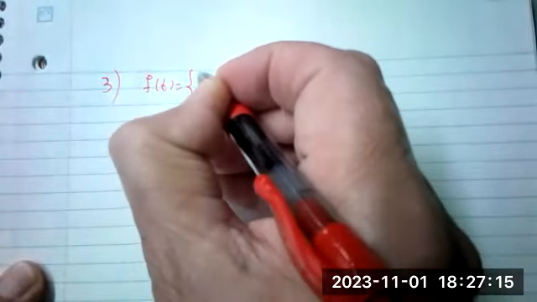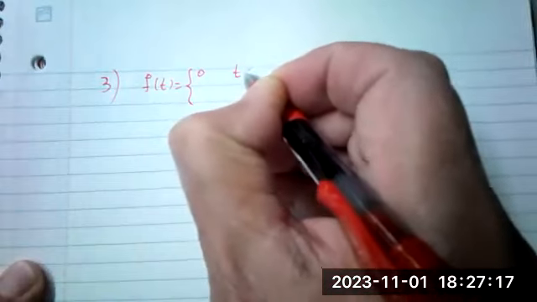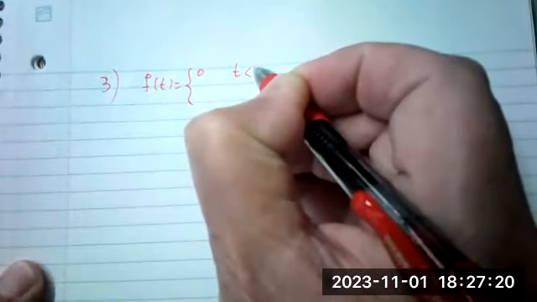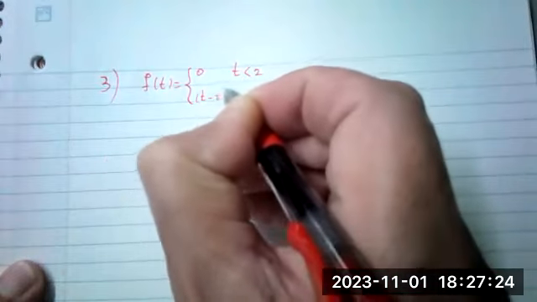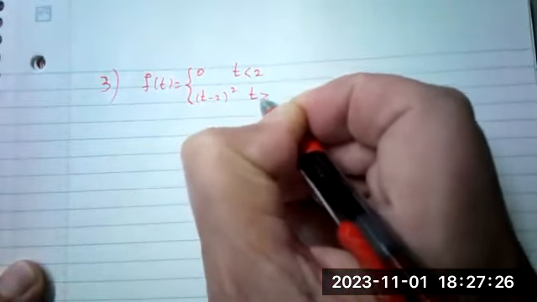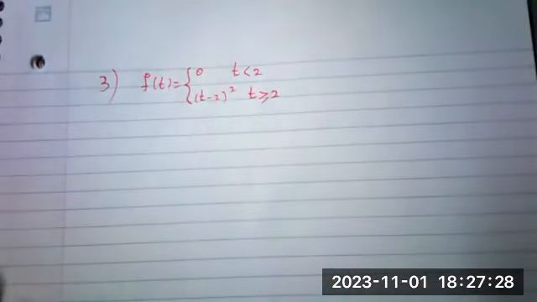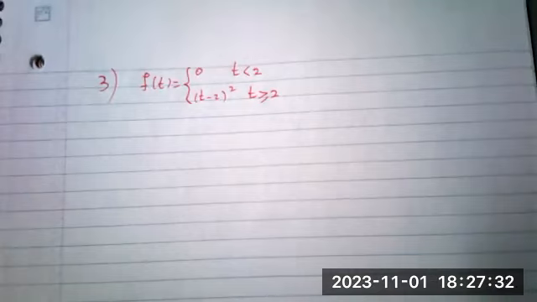The function is 0 if t is less than 2, and it is (t minus 2) squared when t is greater than or equal to 2. You want to find the Laplace transform of this function. Of course, it's a piecewise defined function. You can use the definition to find it.